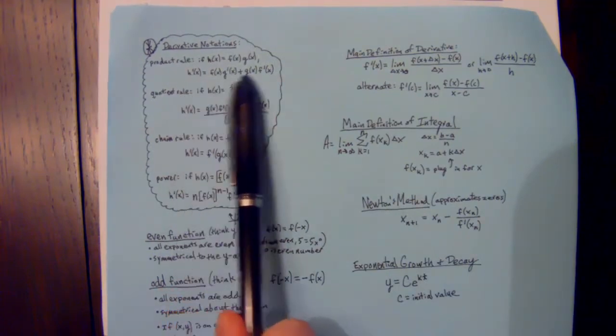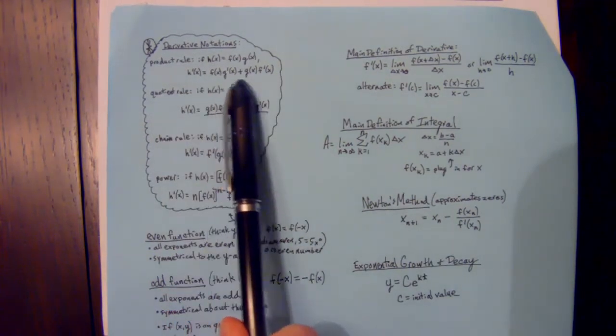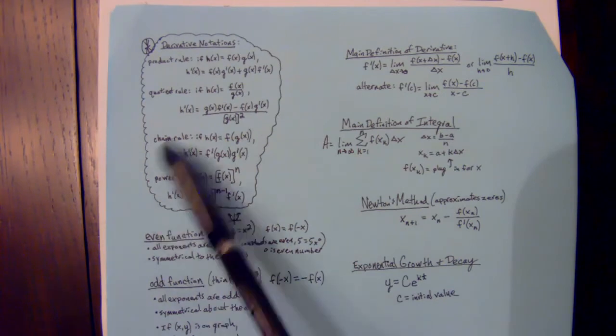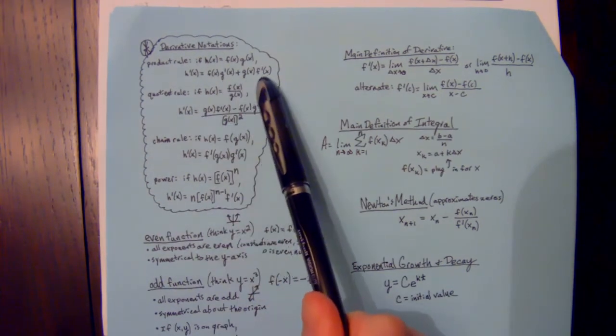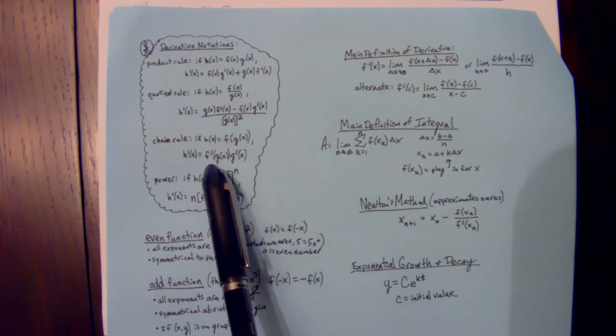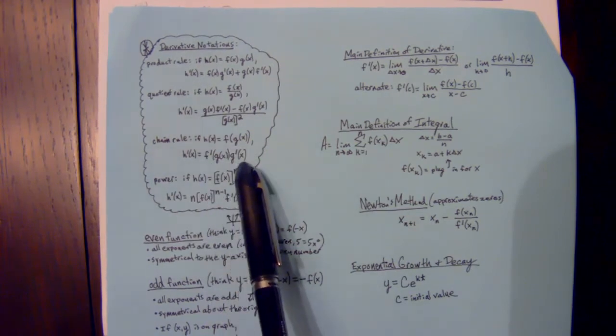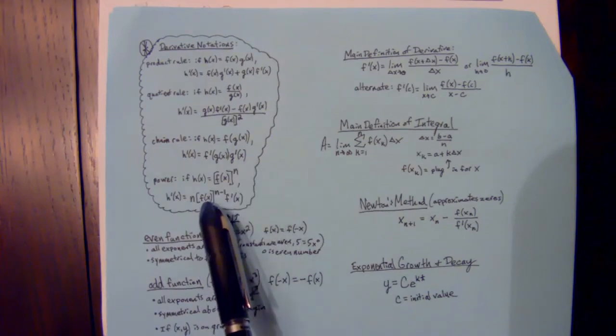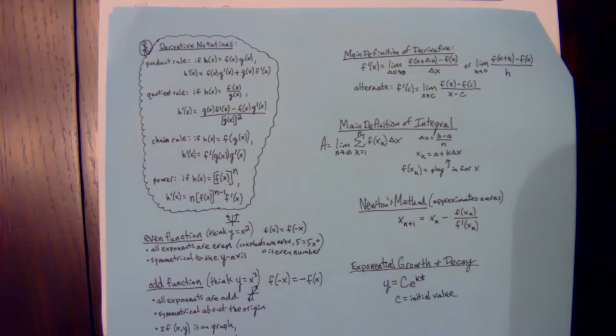It shows you how to do your product rule and quotient rule, and that's just how you normally do your product rule and quotient rule. First times derivative of the second plus the second times derivative of the first. Chain rule, if you have a composition function, you do the derivative of the outside function, leave the inside function alone, times it by the derivative of the inside function, right? And then the power rule, just multiply by the power, leave the inside alone, decrease the power by 1.